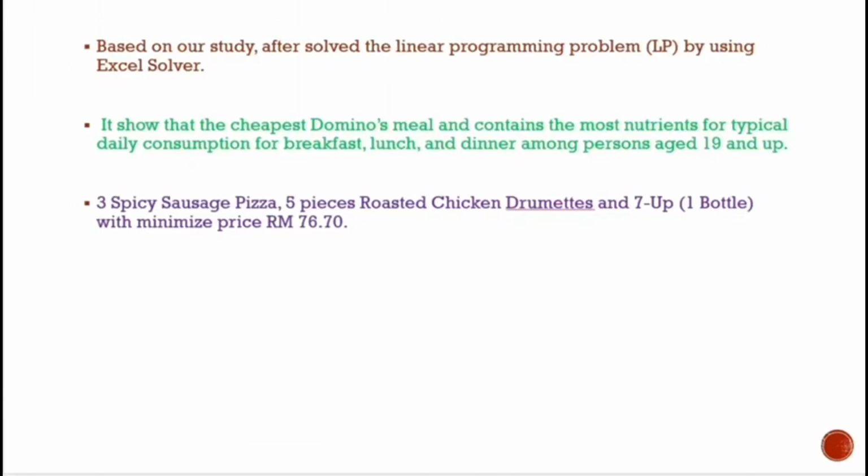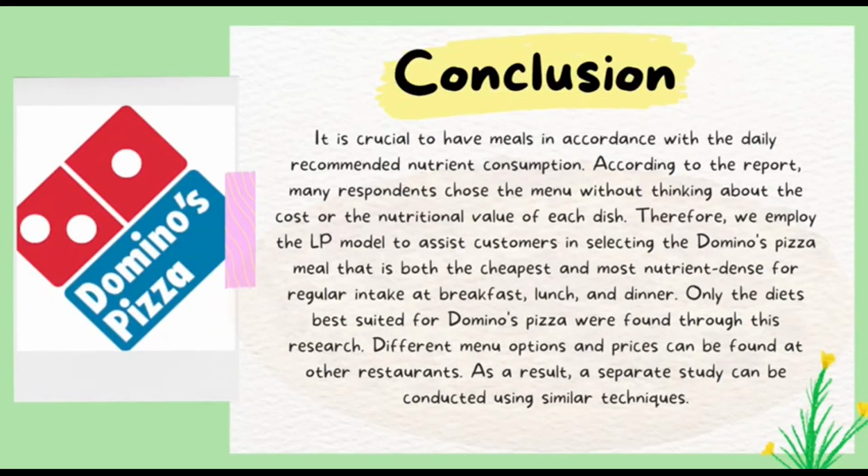Based on our study, after solving the linear programming problem by using the Excel solver, it showed that the cheapest Dominos meal that contains the most nutrients for typical daily consumption for breakfast, lunch and dinner among persons aged 19 and up is 3 spicy sausage pizzas, 5 pieces of roasted chicken drumettes and a 7-Up bottle with the minimized price of RM76.70.